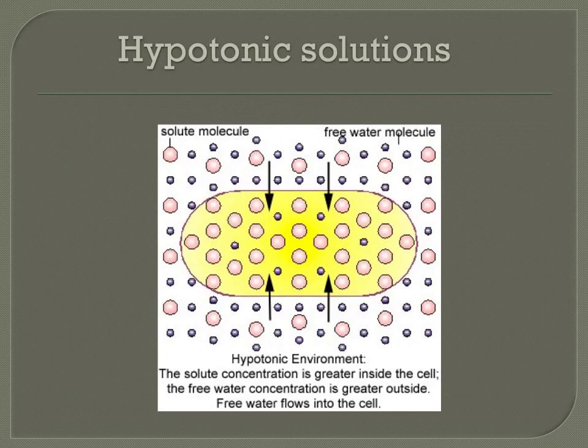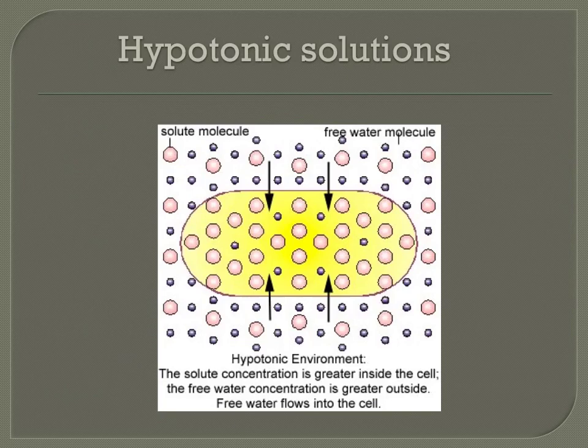The prefix hypo means the exact opposite of hyper. If someone is hypoglycemic, that means that they have low blood sugar. The hypo in hypotonic refers to the fact that there is less solute on the outside of the cell than there is on the inside.